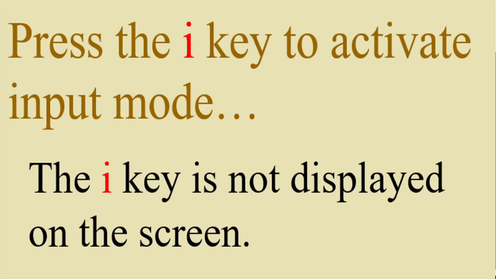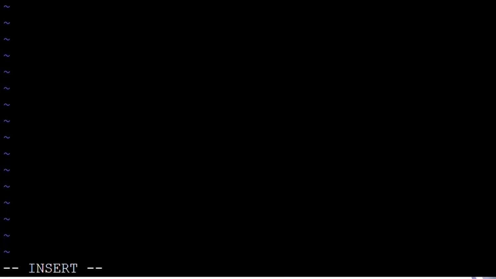Now in order to switch to the input mode, you need to press the i key from your keyboard. So if you press i in lowercase, as soon as you press i, it will take you to the insert mode. If you look now at the status line at the bottom, it says insert. So when you're in insert mode, you're in the mode of editing and creating your document.